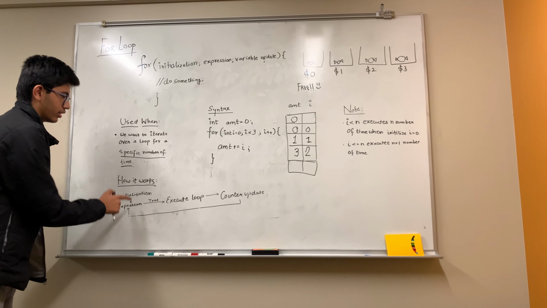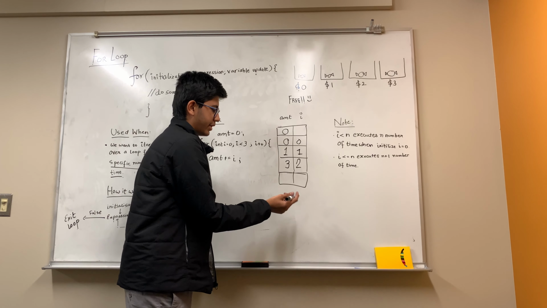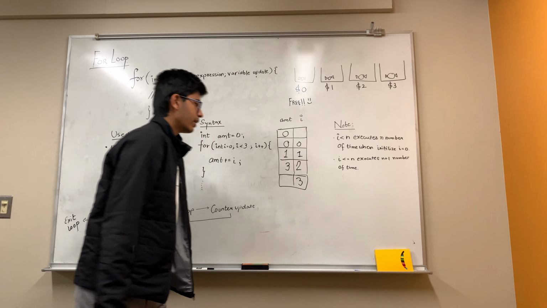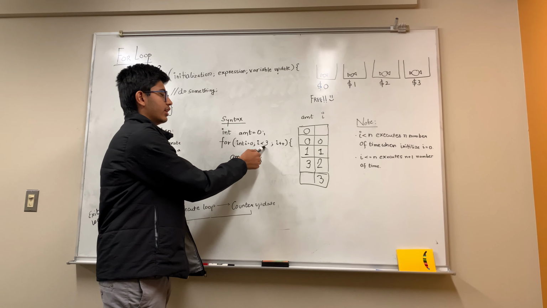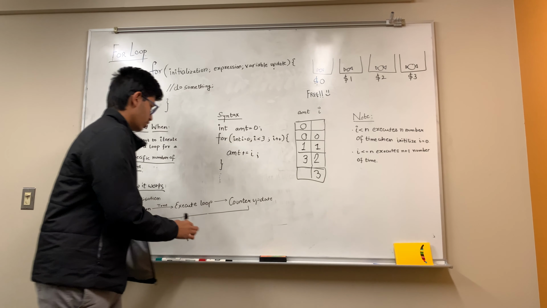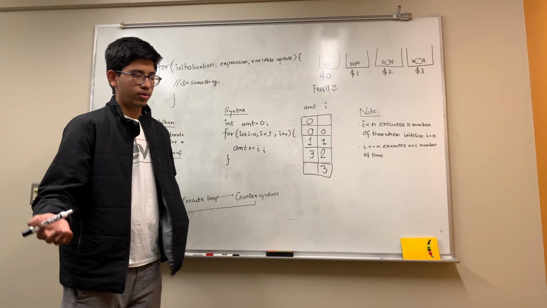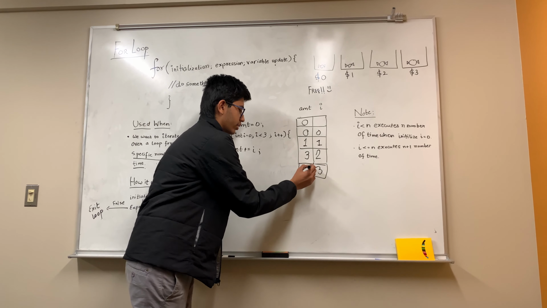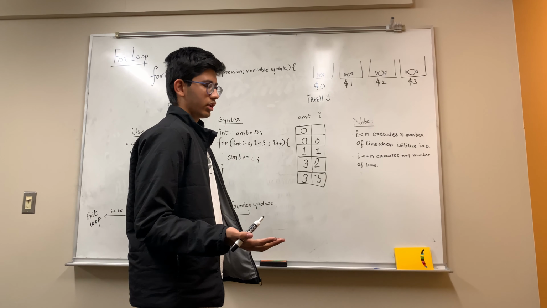Now we go into the expression again. So now I update the counter, which is 3, and we evaluate the expression again. Is i still less than 3? No, it's not. So we exit the loop from here and continue doing whatever it is afterwards. And at this point, the amount is still 3. So we spent $3 on chocolates, got 3 chocolates, right?